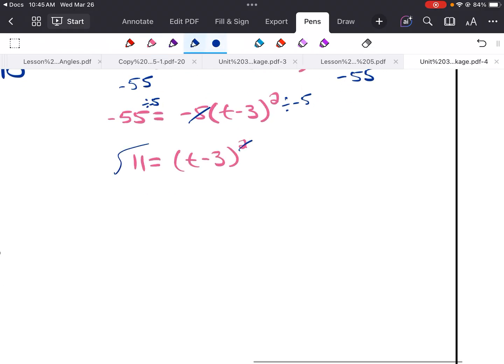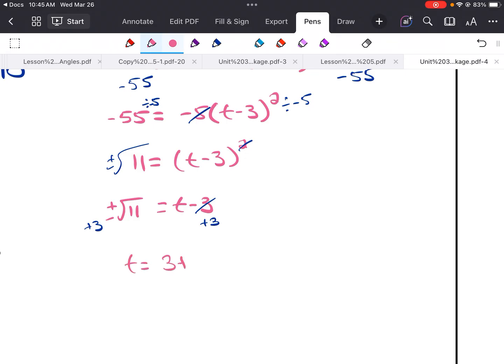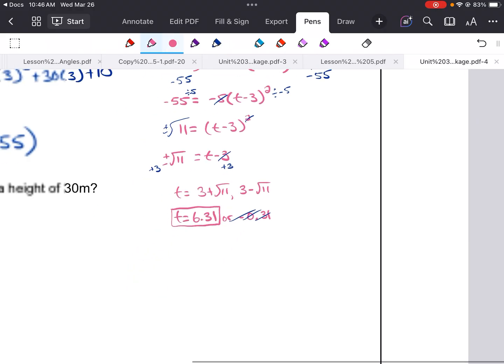Get rid of the squared, we're going to square root. So plus or minus the square root of 11 is t minus 3. And finally we add 3 and add 3. So t is 3 plus the square root of 11, or 3 minus the square root of 11. And when you work those out on a calculator, you get 6.31, or negative 0.31. Well, we're not going to go back in time, so it's not going to be this. So that means 6.31 is the only x-intercept we care about.